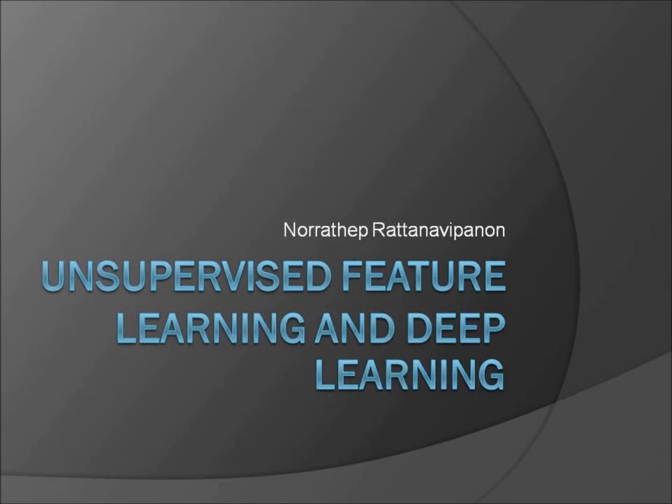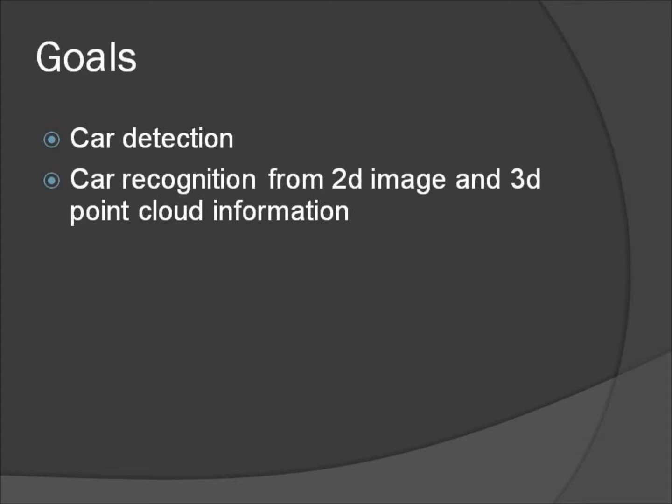So this project heavily involves both computer vision and machine learning. We also have two goals in this project. The first one is to detect the location of cars in any given image frame, and the second one is to tell if there's any car in any given image by using 2D image and 3D point cloud information.